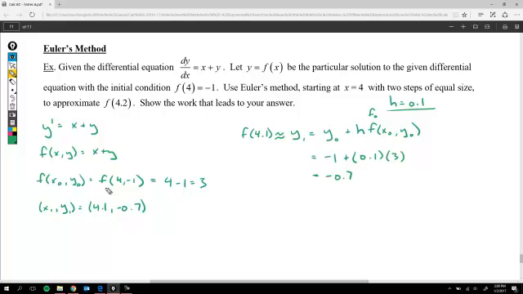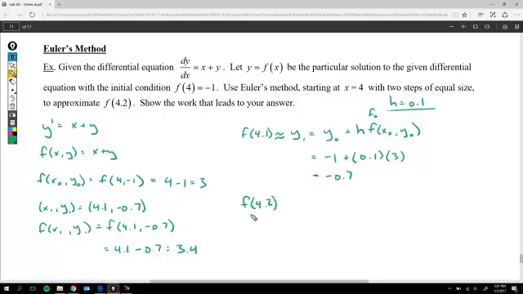Now using this, I'm going to find f of x sub 1 and y sub 1. Just like I did up here, same process. I just have to do it again. So f of x sub 1 and y sub 1 is essentially f of 4.1, negative 0.7. Don't get all these f's confused. Right now I'm plugging into my derivative. That gets me 4.1 minus 0.7, which is 3.4.